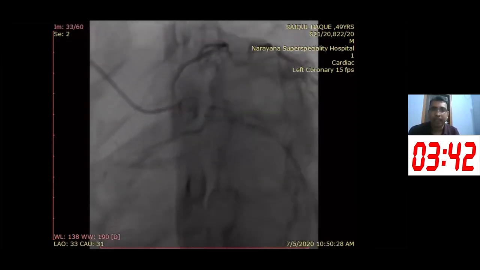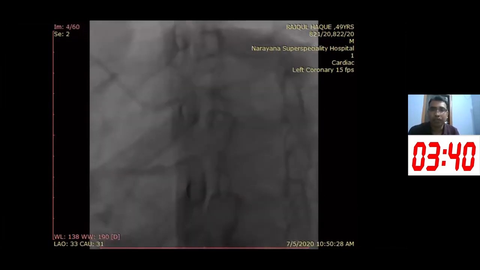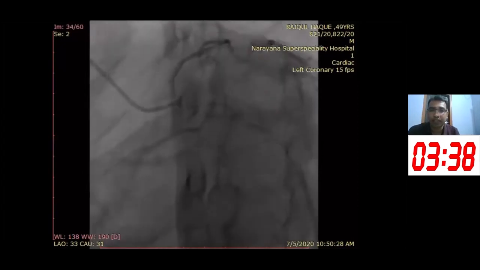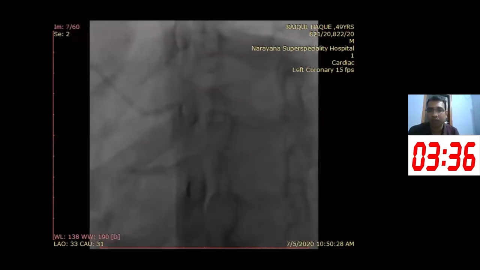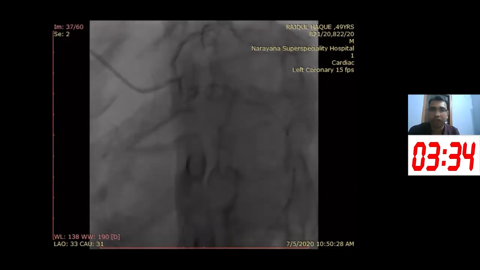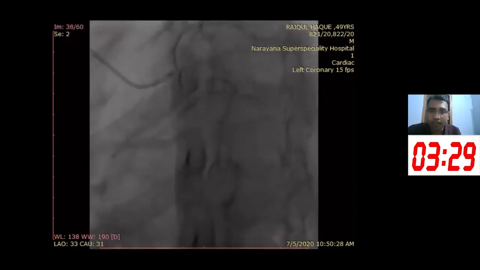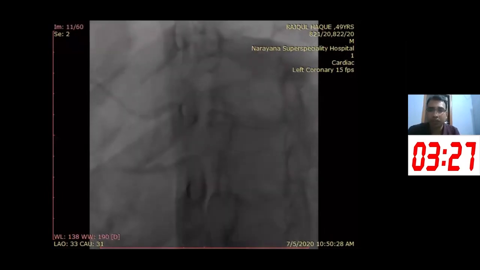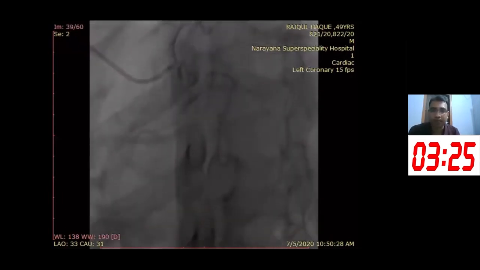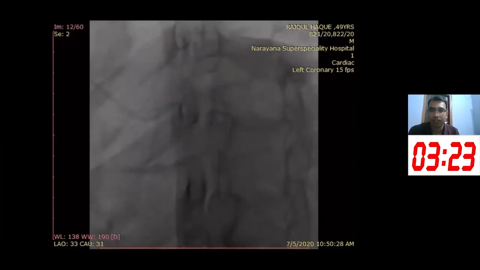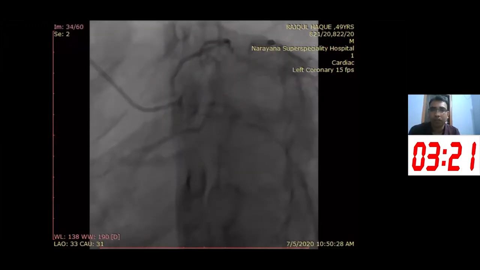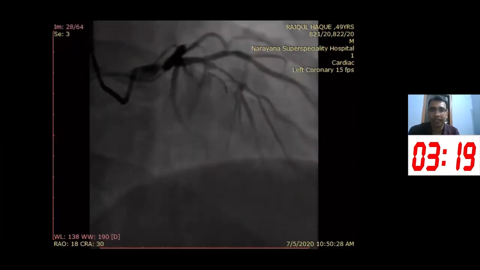This is the LAO caudal view, which revealed significant distal left main stenosis with involvement of the ostial LAD, around 90% stenosis, and also involvement of the ostial LCX, around 60-70% stenosis. So this is a left main bifurcation disease with involvement of both the ostial LAD and the LCX.